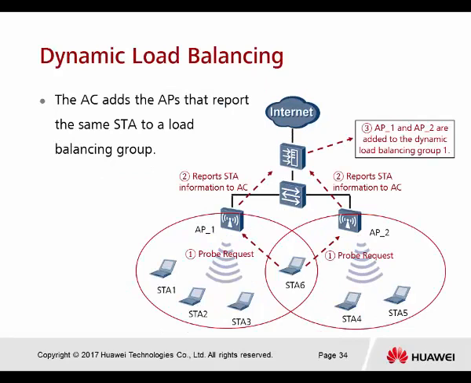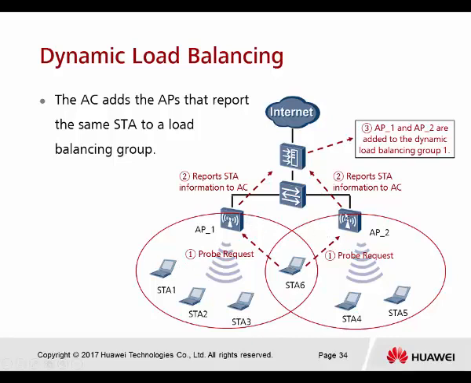The easier way is dynamic, which is pretty simple. The AC adds the APs that report the same STA to the load balancing group, and everything will be done automatically. For example, the STA is inside the overlapping area, so both APs will receive the probe request. If you still remember, our PC, after we turn on the wireless, will periodically send a probe request. This probe request is a broadcast, so as long as the device is within the broadcast range, all the devices will receive it.